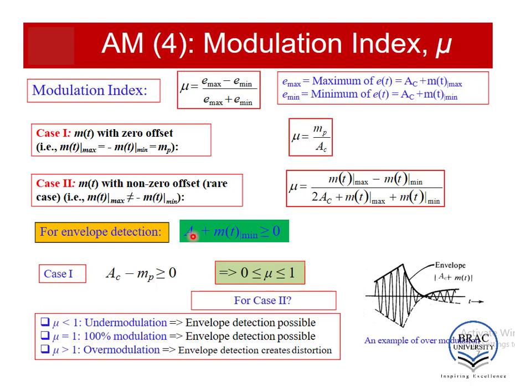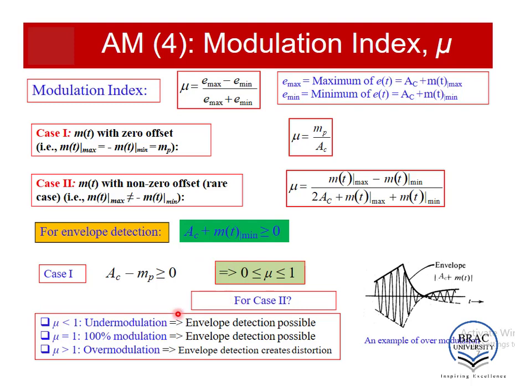We have already talked about envelope detection. It required AC plus MT to be greater than or equal to 0 all the time. We can also say if AC plus MT min is greater than or equal to 0, then AC plus MT will always be greater than or equal to 0. Now for case 1, MT min is minus MP. So AC minus MP must be greater than or equal to 0. If you rearrange it a bit, you will get MP by AC less than or equal to 1, which means mu needs to be less than or equal to 1. Again, mu is a ratio of two positive quantities, so mu must be greater than or equal to 0. So this is the condition for envelope detection.